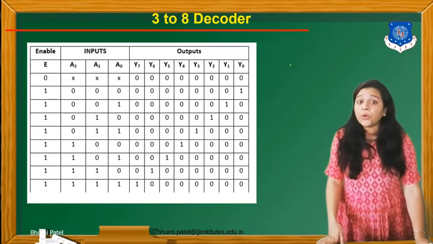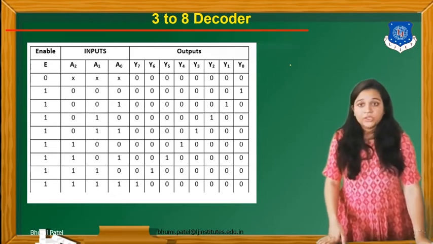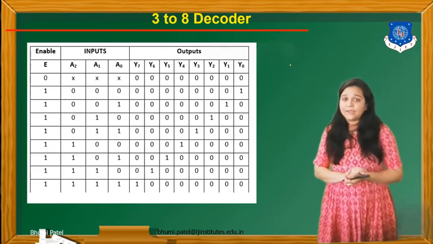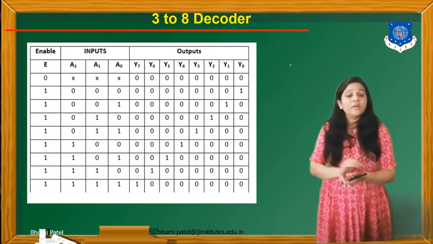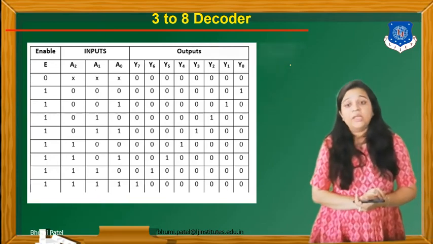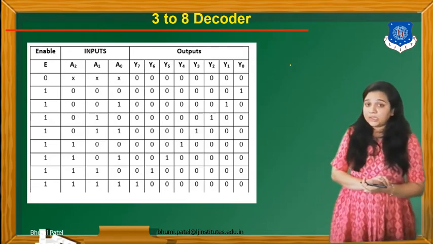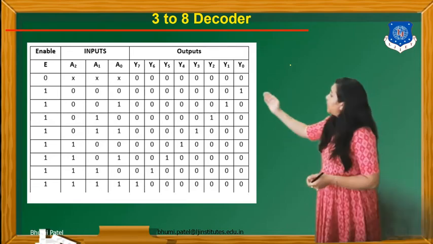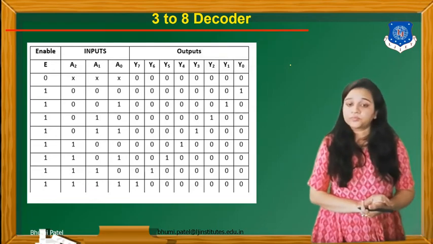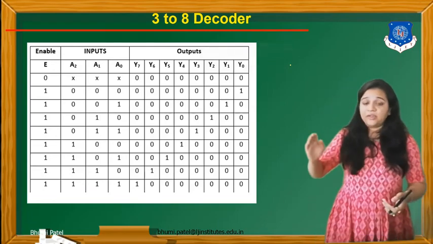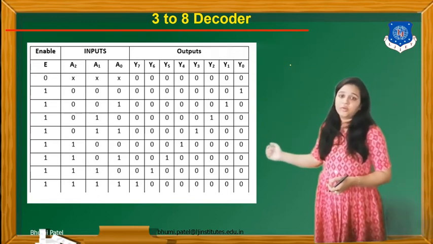Now what is the truth table of the 3 to 8 decoder? We have three inputs, that is A0, A1 and A2. How many possibilities do we have? We have 8 possibilities, starting from all the inputs being low and ending with all the inputs being high, that is, from 0, 0, 0 to 1, 1, 1.